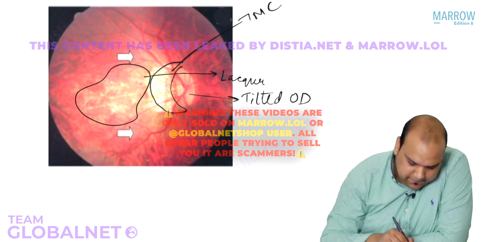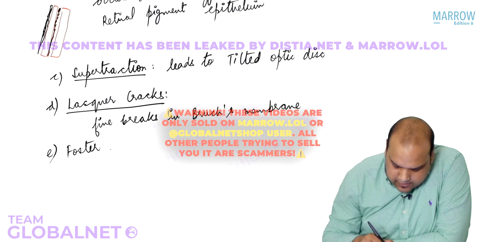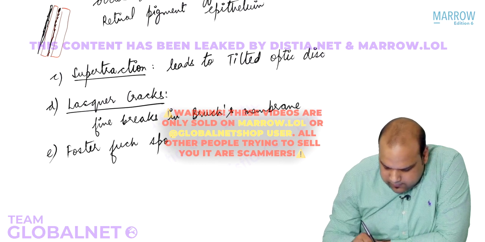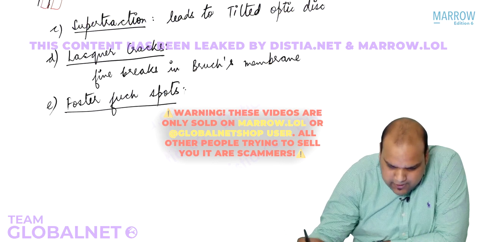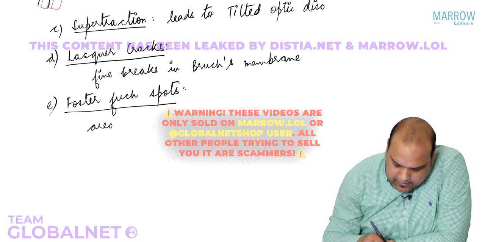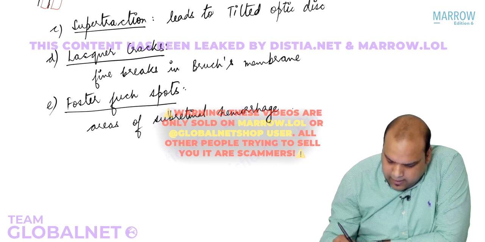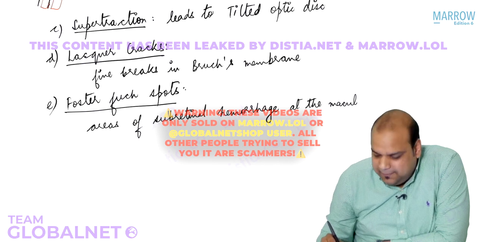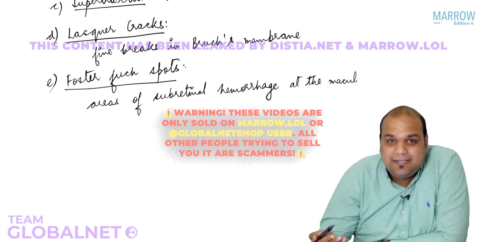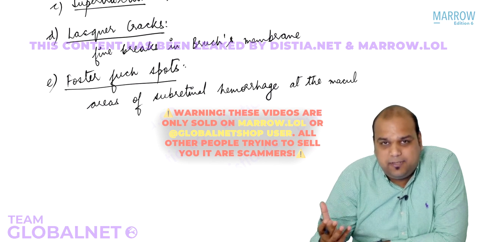Okay, let's move back, everybody. Now, another sign, everybody, is called Foster-Fuchs spots. Foster-Fuchs spots. What are Foster-Fuchs spots, everybody? They are areas of subretinal hemorrhage at the macula. Okay. So at the macula, below the retina, there will be hemorrhage. So they will be visible as dark red spots, which are called Foster-Fuchs spots. I hope it is very clear.